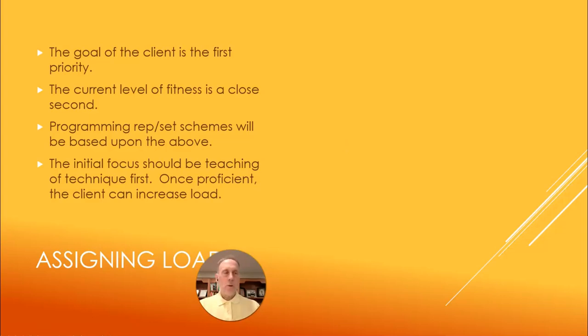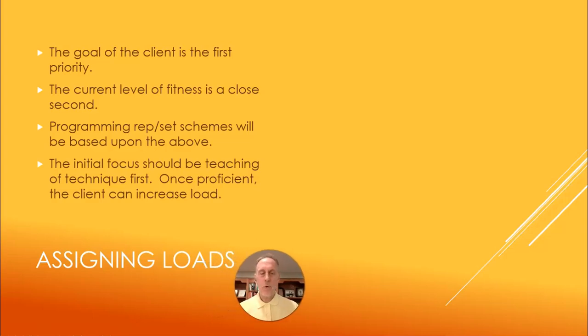So the goal of a client is always the first priority. That's what you're doing when you start talking about assigning training loads, because that fits into program design, that you're applying a training stimulus that's appropriate for the training response that you want from your client. And you have to understand that even within the context of the goal of a client, you have to have an understanding of their current fitness level. If they are completely deconditioned and they want to run a marathon, you've got to understand the disparity between those two and be able to close that gap between them. So when you program rep and set schemes, it's going to be based upon the above two main components of their goals and what their levels of fitness are.